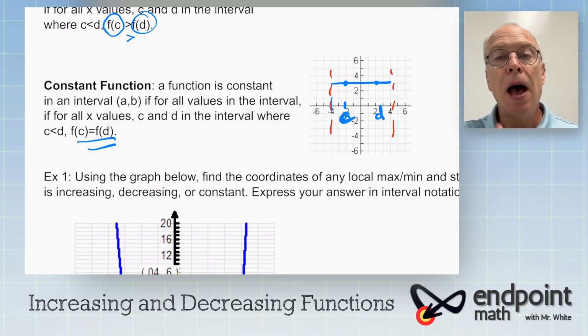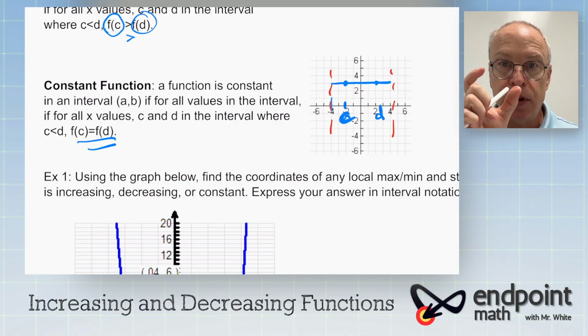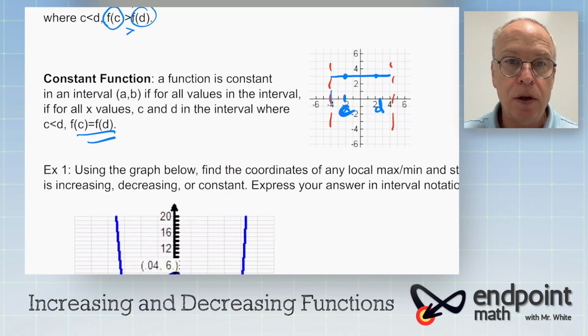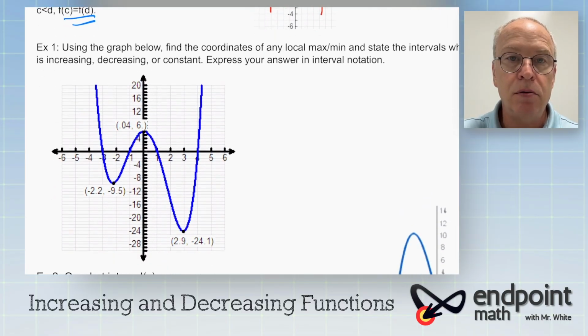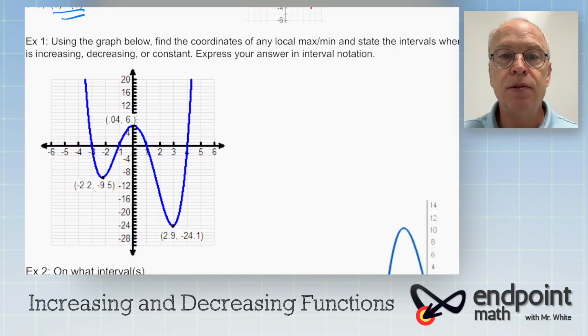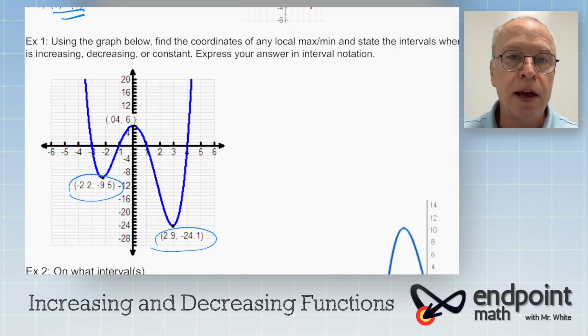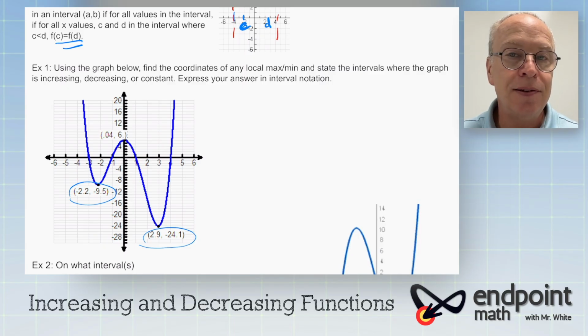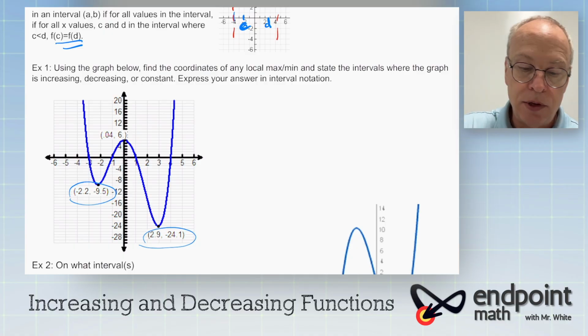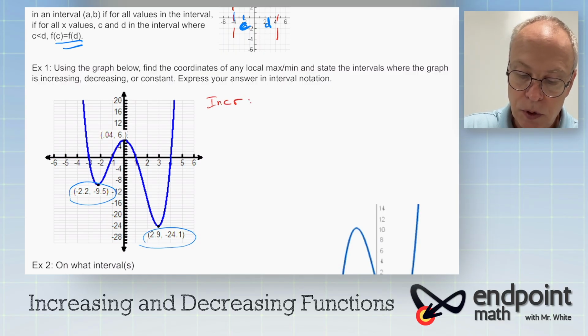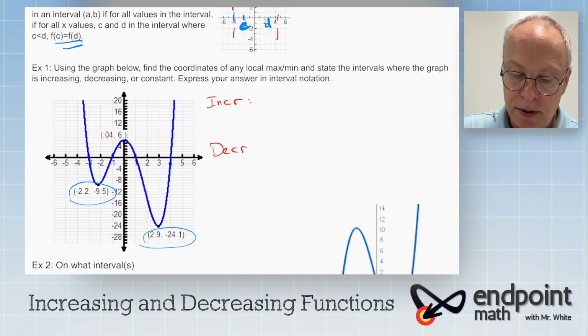All right, so we can imagine looking at little portions of the graph, which is what we're going to do next. It says using the graph below, find the coordinates of any maxes and mins. Now, I've already done that for you. Wasn't I nice? And state the intervals where the function is decreasing and where it is increasing, and we're going to use interval notation. So let's start with increasing. And then we'll do when it's decreasing.